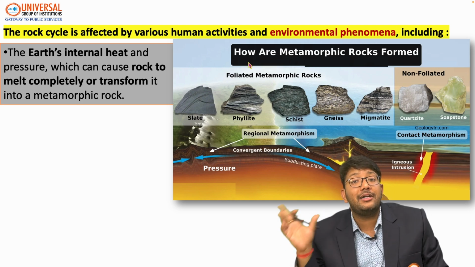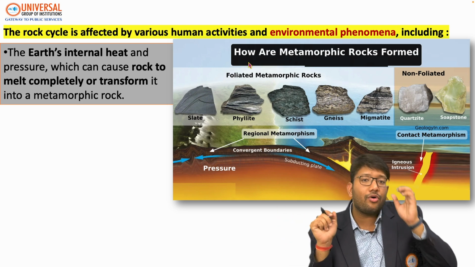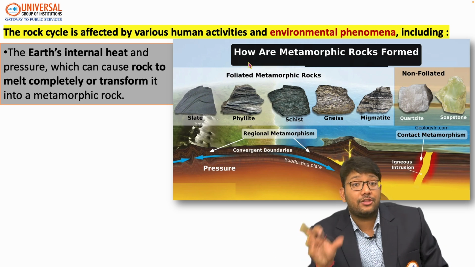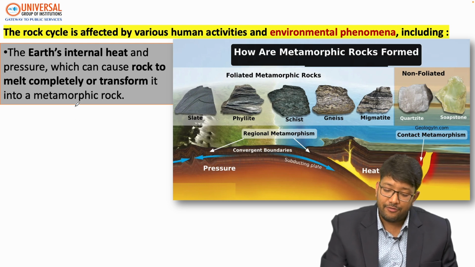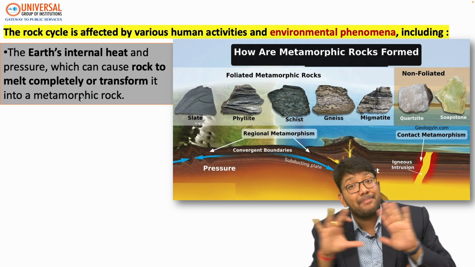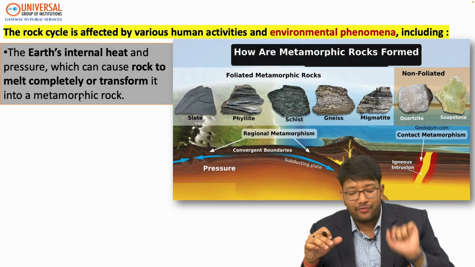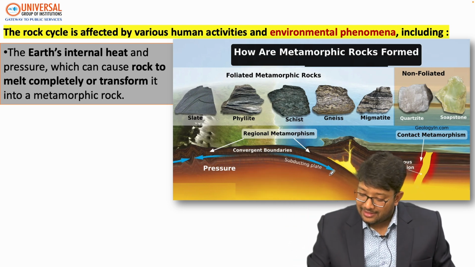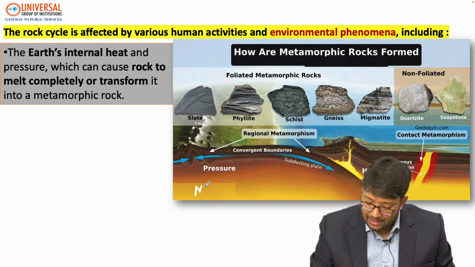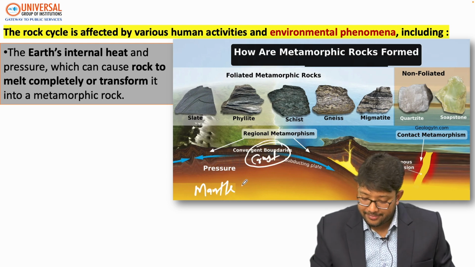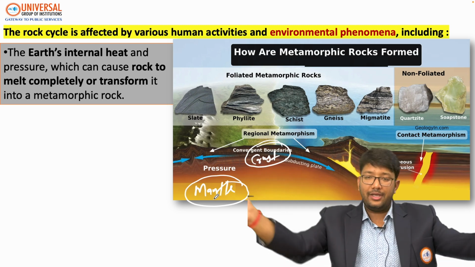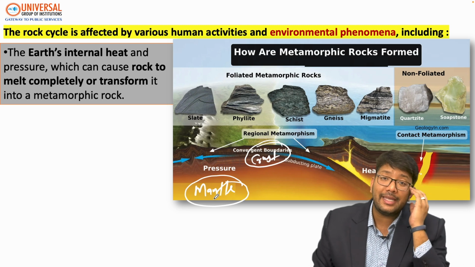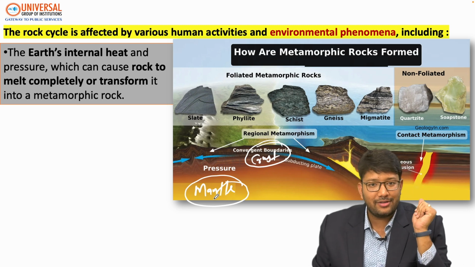Now, if we talk about how exactly the rock cycle is affected by the various human as well as environmental phenomena, we will talk about the phenomena that are affecting the rock cycle. First would be Earth's internal heat and pressure, which can cause rocks to melt completely or transform into metamorphic rocks. So simply, this is our crust, this is our mantle, and below that is the core. There are two types of core also, inner core and outer core.